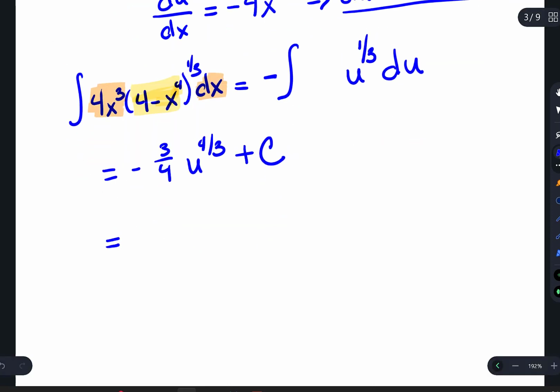Next, if we want this back in terms of x, we can substitute back in what u is equal to. So we'd have minus 3/4 times (4 minus x to the 4th) to the 4/3 plus c.